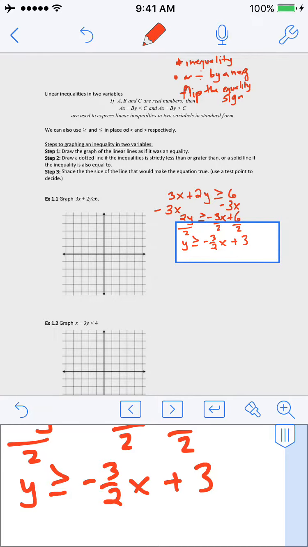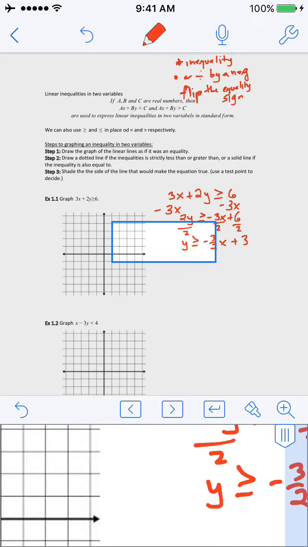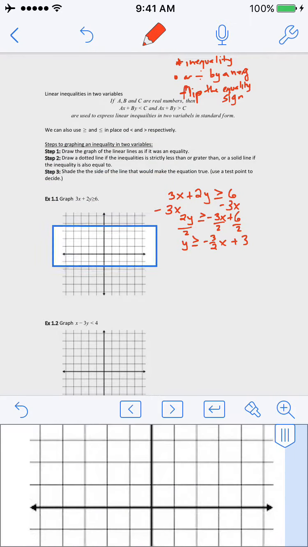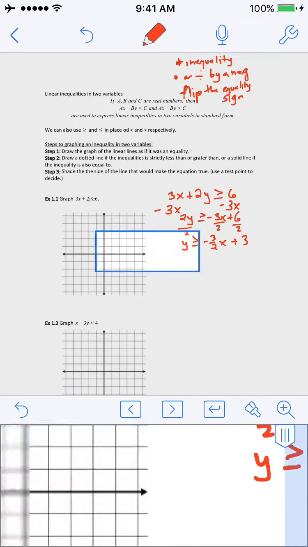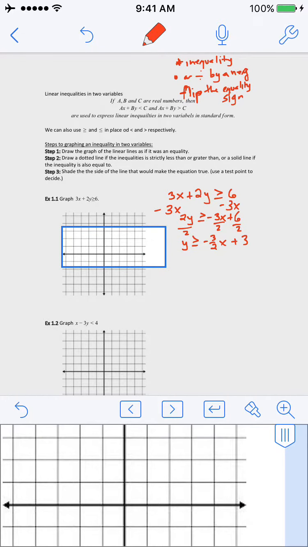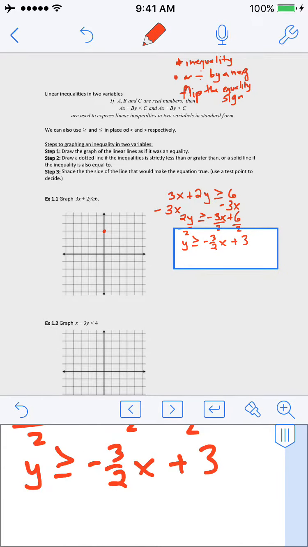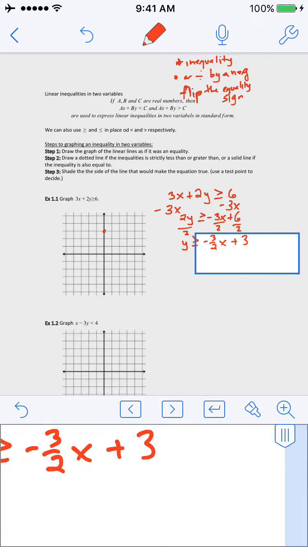Alright, now it's in a much easier form to graph. So let's start by graphing like it's an equality. We'll start at 0, 3, right up there, because that's our y-intercept of positive 3. So I'm going to start there. B is equal to 3, so this tells us that it's 0, 3.